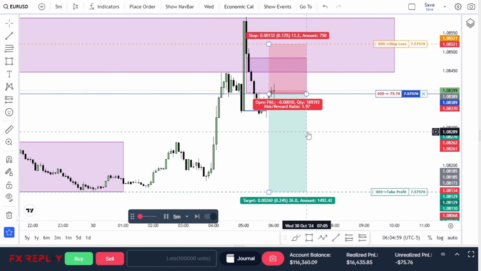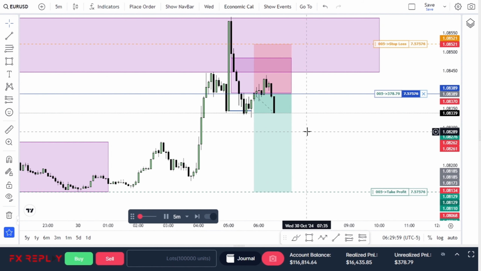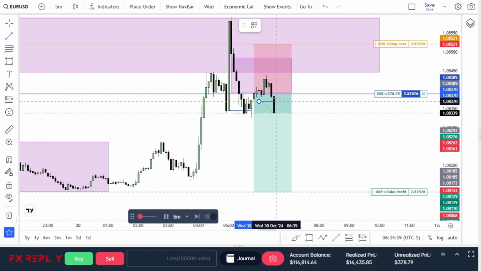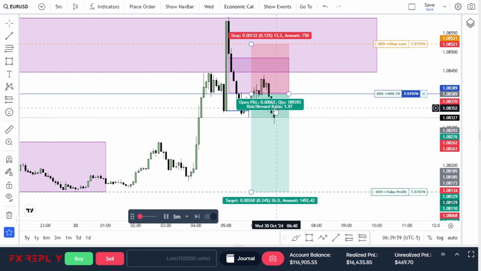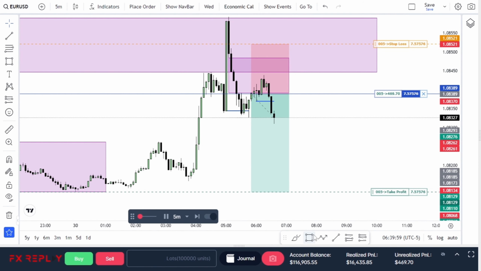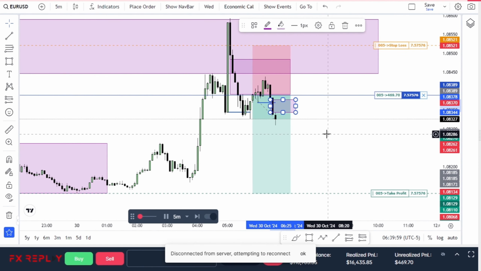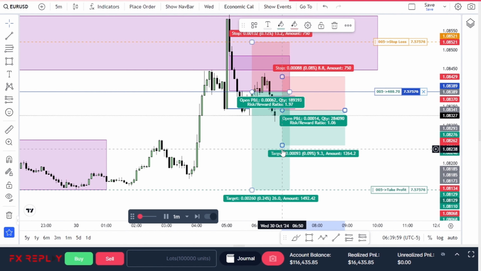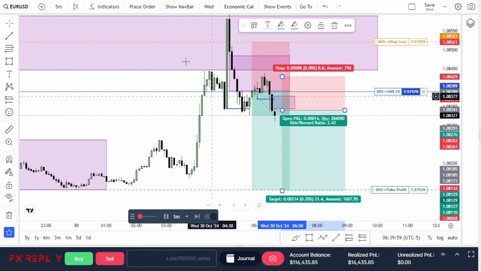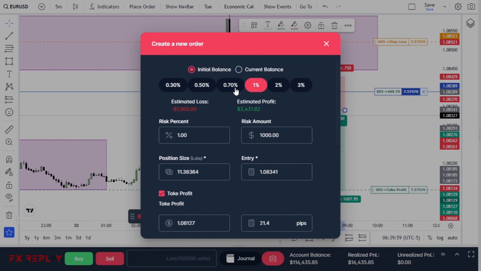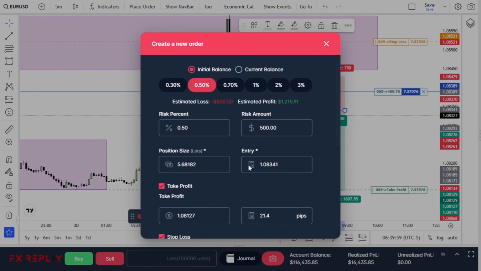Price filled our limit. And we have one more structure shift here. Let's create one more bearish fair value gap here. So if you missed the first entry, then you can enter on this fair value gap also. The stop will be this range high and the target will be the same. This time this will be the low.